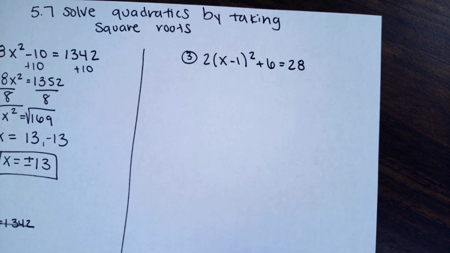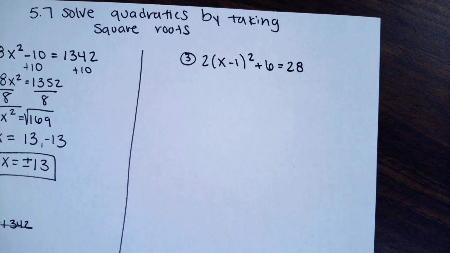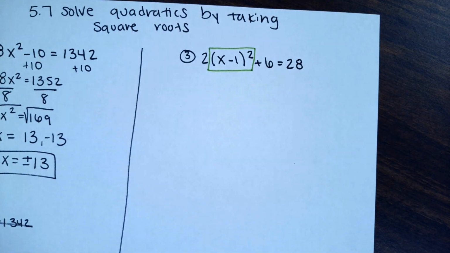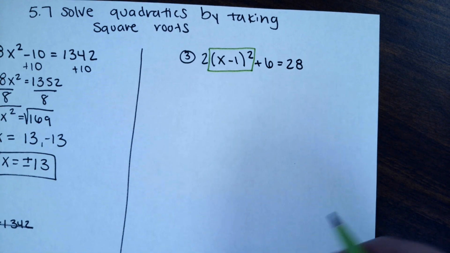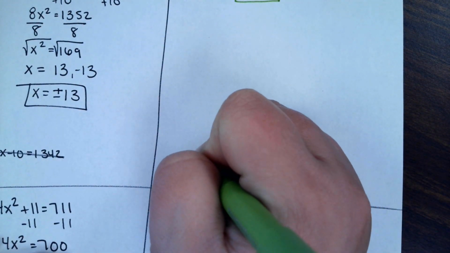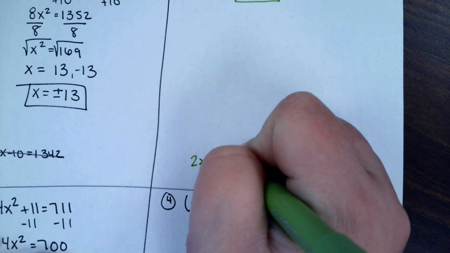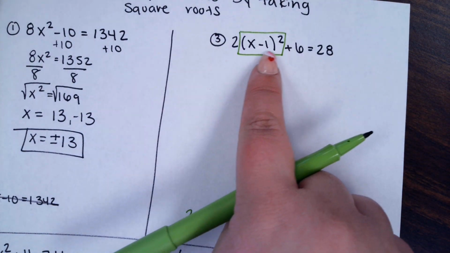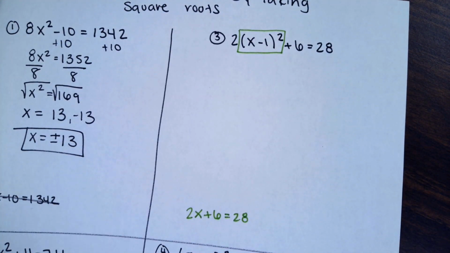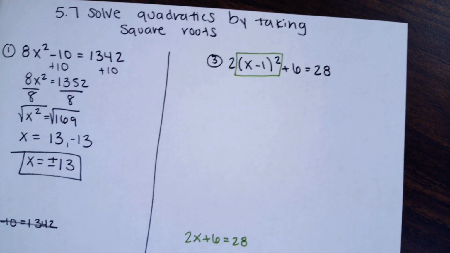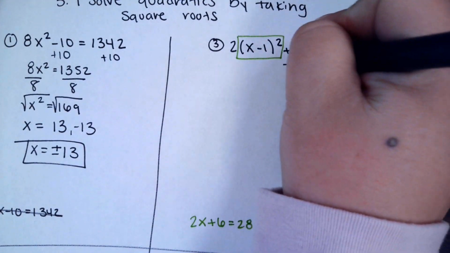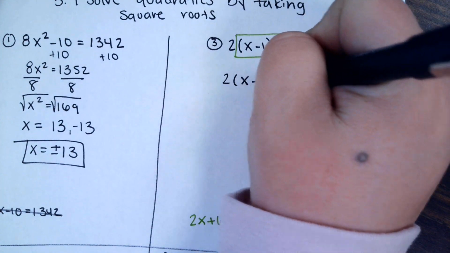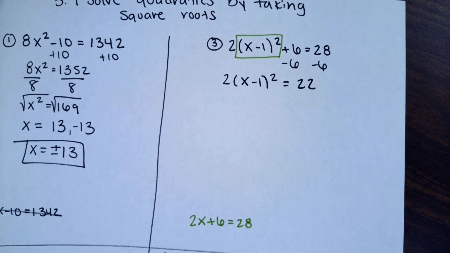So this time, instead of isolating the x squared, we need to isolate that whole expression there. So think of it as 2(x minus 1) squared plus 6 equals 28, right? We're trying to isolate this expression up here. So we're going to subtract 6 from both sides. So we have 2 times (x minus 1) squared equals 22.